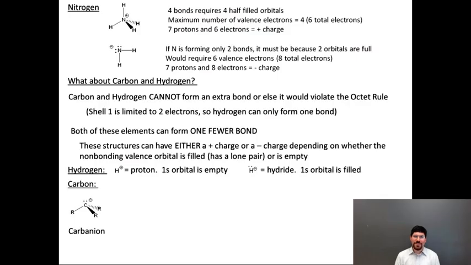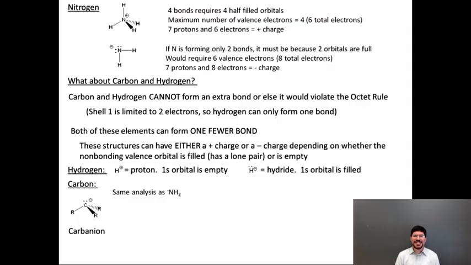What about carbon? For carbon, I'm first going to handle carbon with a negative charge. You're probably not familiar with carbon with either a positive or a negative charge. So carbon with a negative charge is forming 3 bonds, has a lone pair on it, and is called the carbanion. Anion stands for something that's negatively charged.